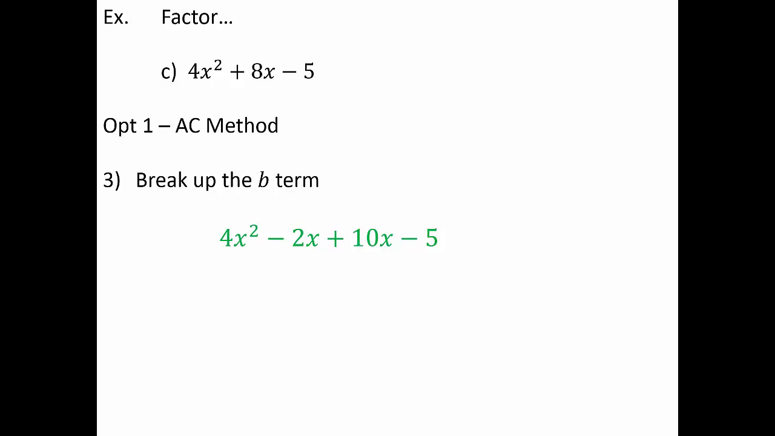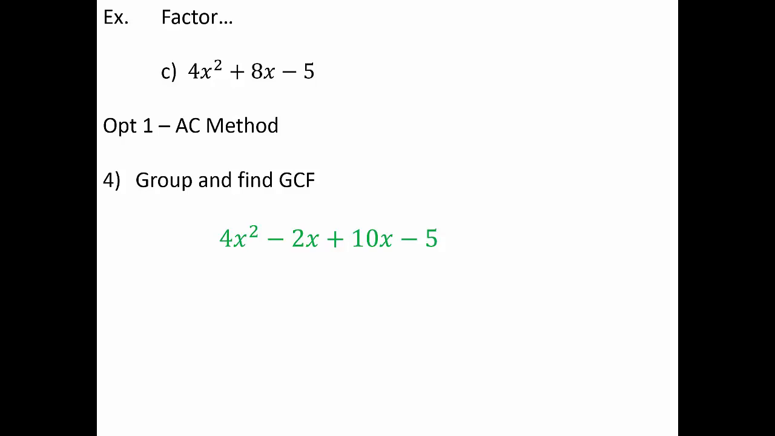Now, important thing to note, it does not matter which order you write this in. Positive 10x minus 2x is the same thing as minus 2x plus 10x. It does not matter. You can write it in either order. You'll get the same answer in the end, and I'll show you that after we've gone through it all the way. So I'm going to use negative 2x plus 10x as I move on to the final step.